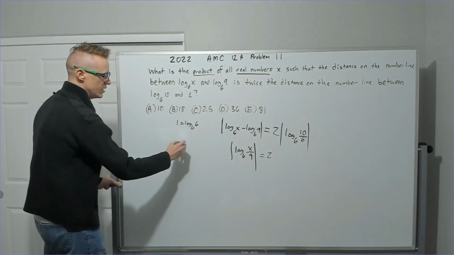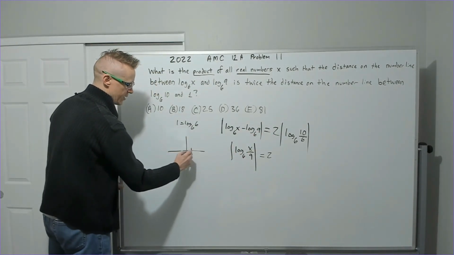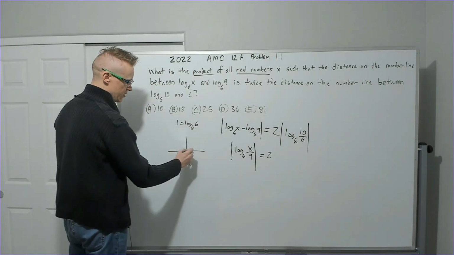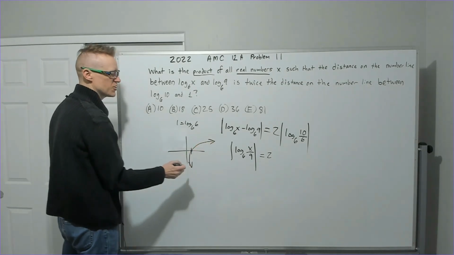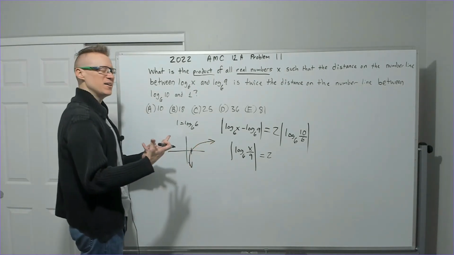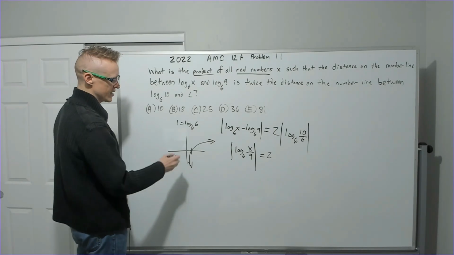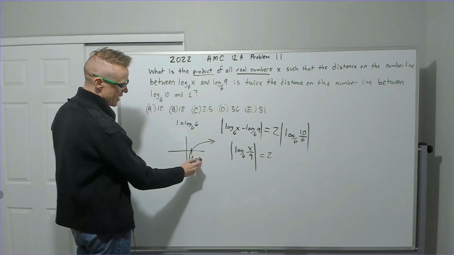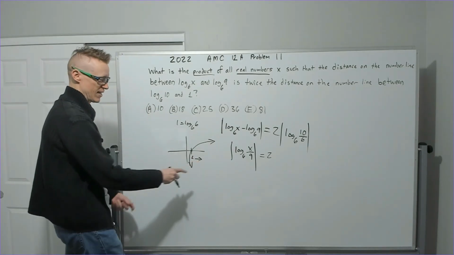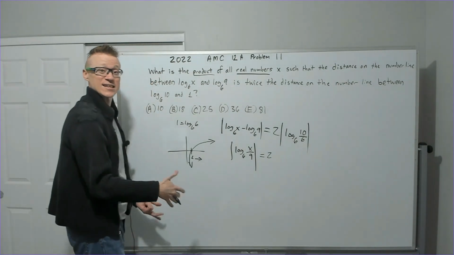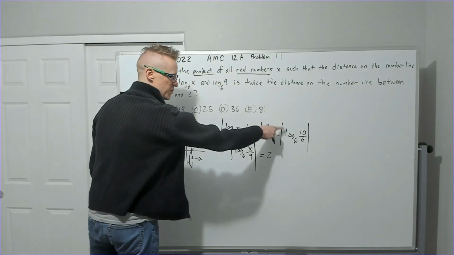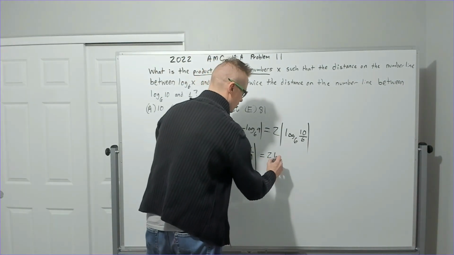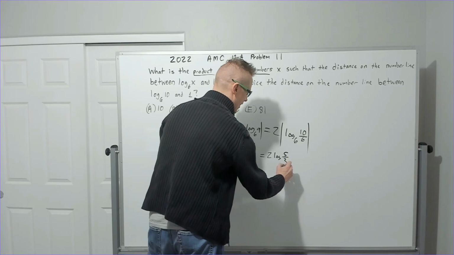If you don't know, all logs pass through the point (1, 0), as long as they're not shifted or translated. So you're going to be coming through like this. This is what the graph looks like. It's good to have the basic parent graphs memorized for this kind of purpose. So if you are to the right of 1 as far as your input value goes, which 10 over 6 is greater than 1, we know this is positive and it doesn't need the absolute value. So we can just call this 2 log of 5/3.